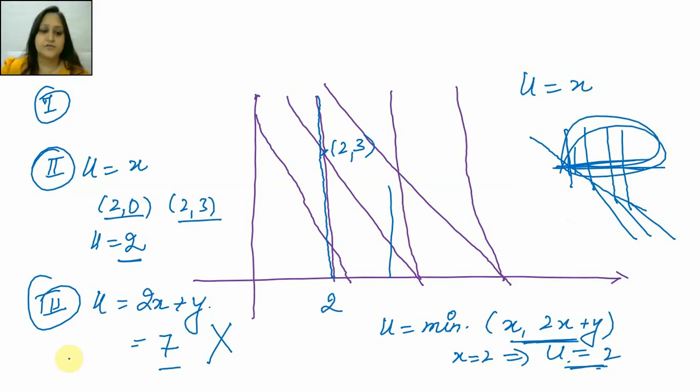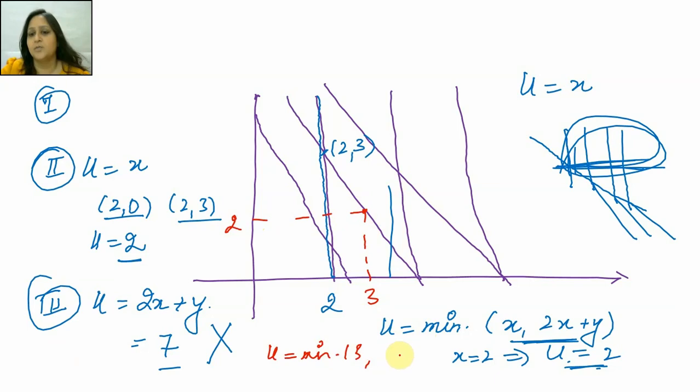If there's slight confusion, let me take one more example. Let's take any point here. Let me call this point (3, 2) and let us understand what the utility will be. u is equal to the minimum of 3 and 3 into 2, 6, plus 2, 8. The minimum is 3, which means my utility is defined only and only by x. So the other expression has no role at all.